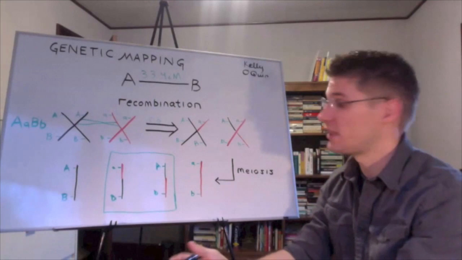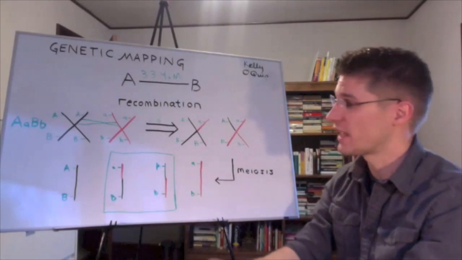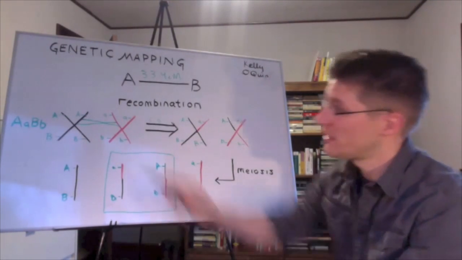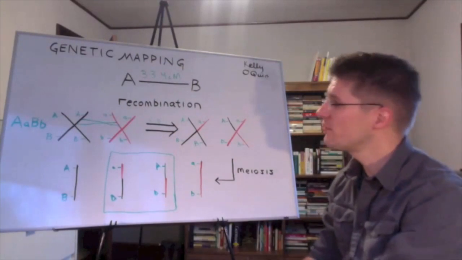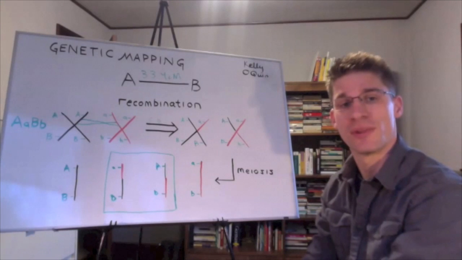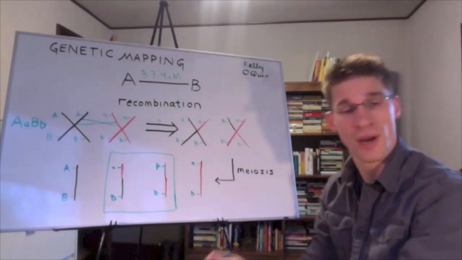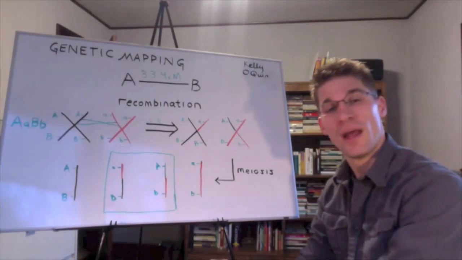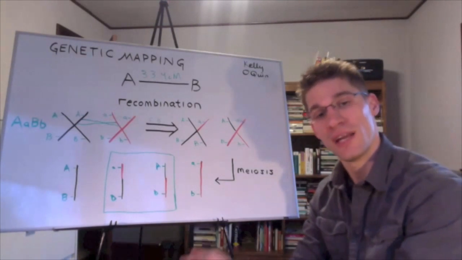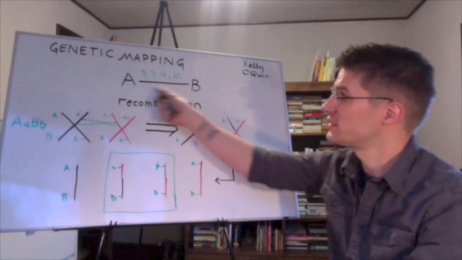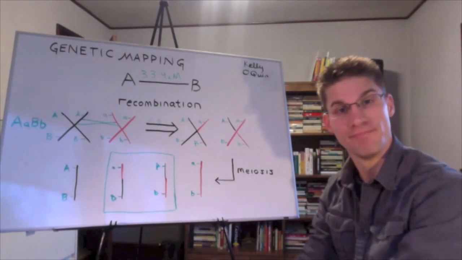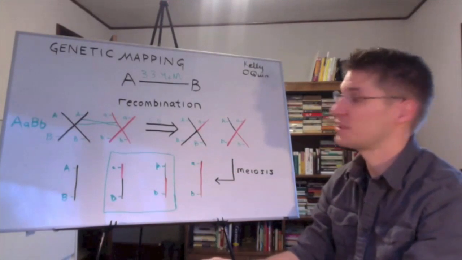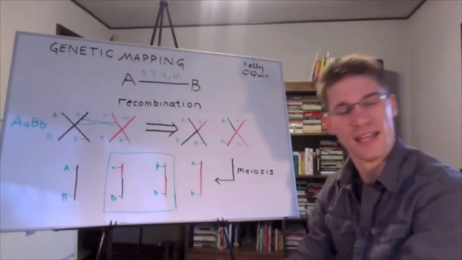Now, how frequently recombination between two genes like A and B occurs depends on how far apart they are. If they're very far apart, say opposite ends of the same chromosome like we have here, then recombination will happen very frequently. If they're close together, say right next to each other, then recombination will happen a lot less often. In that way, we can use measures of recombination frequency as an estimate of the genetic distance between two traits, A and B. So I'll erase this board, and when we come back, I'll show you how we actually measure recombination frequency and estimate that distance.